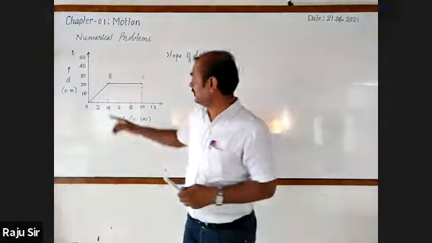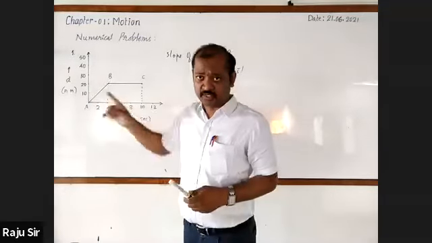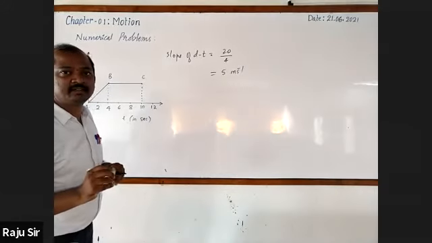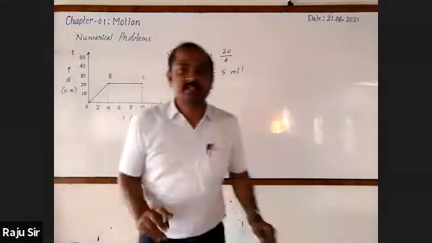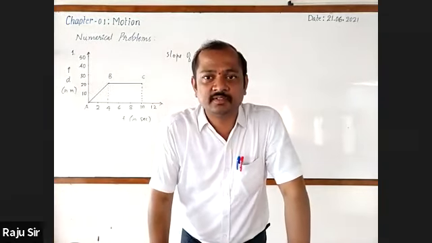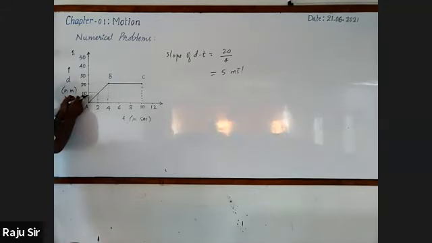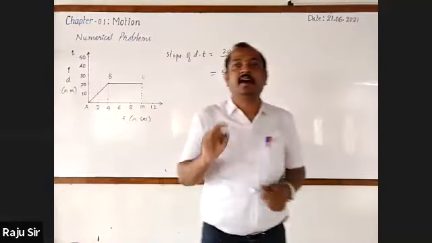Laksh, you tell what is the distance traveled by the body in 2 seconds? 10. Mohammad Salih? What is the distance traveled by the body in 2 seconds? 10 meter. Very simple. See the 2. Here I am drawing the perpendicular. 10 here. In 2 seconds it has traveled for 10 meters.